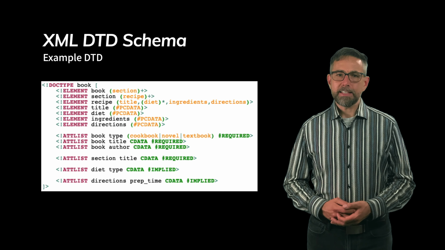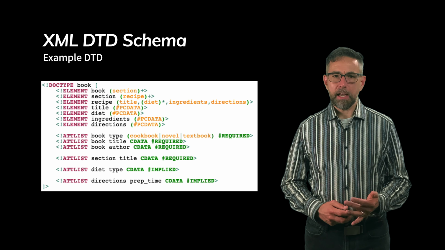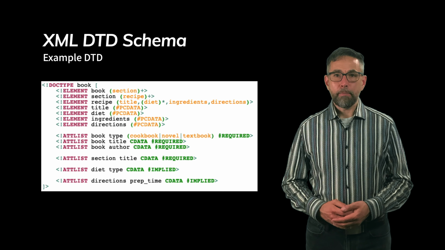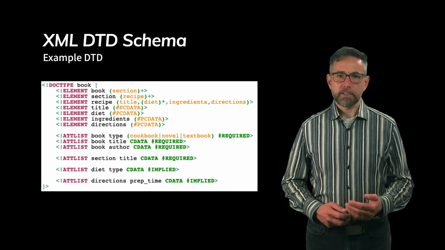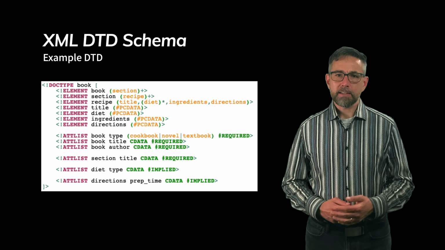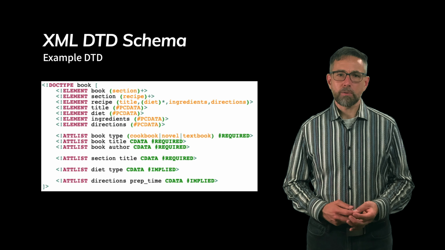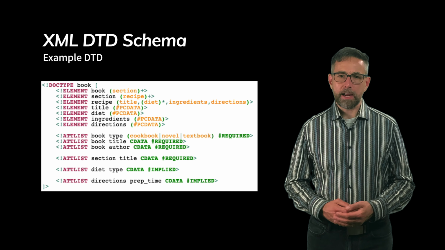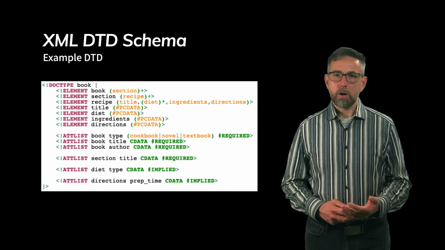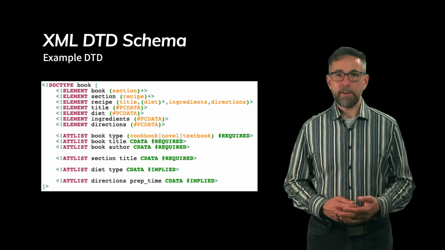Then you can see there are these exclamation mark ELEMENT tags. Element, element, element, element, element. These describe all of the valid nodes that are allowed to be in your document. So by reading this, I can see that I'm allowed to have nodes in my document that are book, section, recipe, title, diet, ingredients, and direction. From that alone, I know what nodes are valid. That tells me what tags are valid in my document.